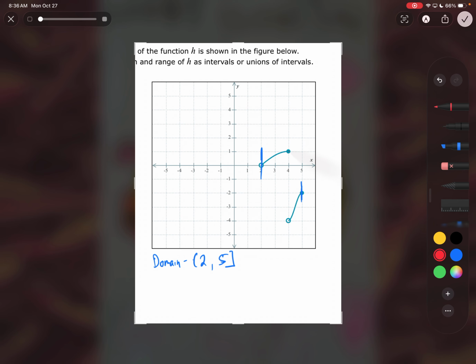It's okay that this one is closed and this one is open because I still have an answer. If x is 4, y is 1, right? So I have an answer there.